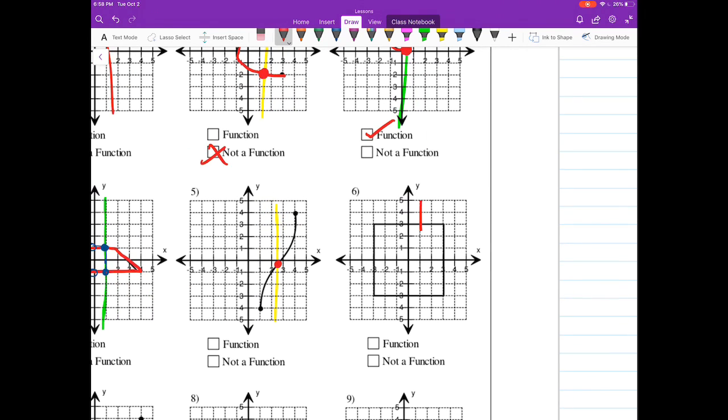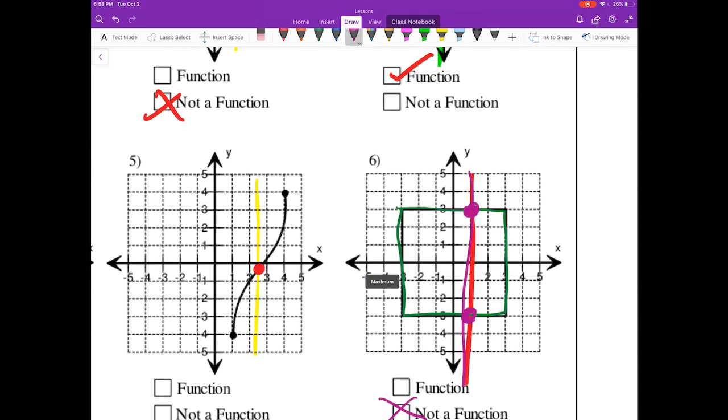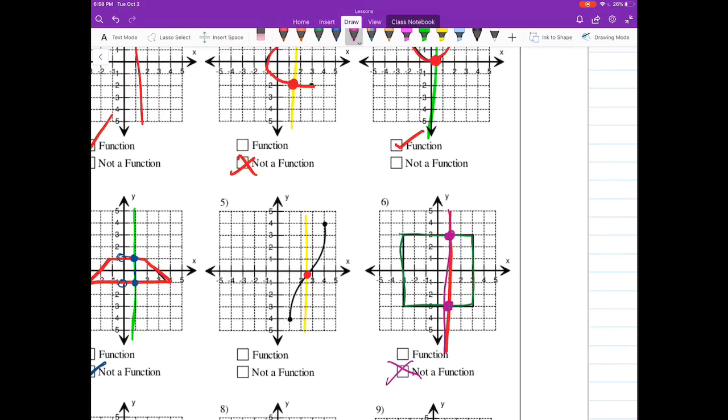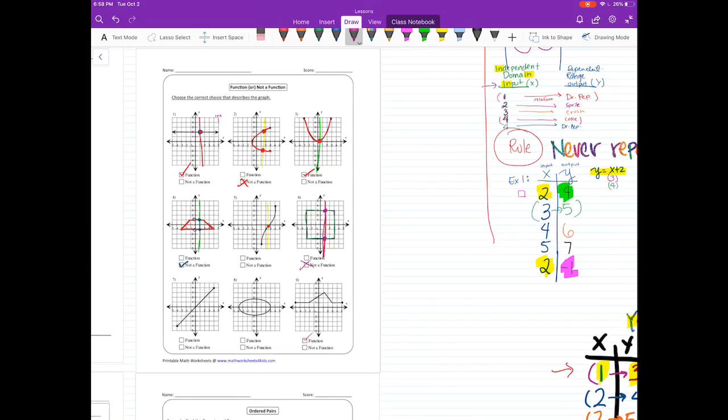So all you do is draw a vertical line. How many times did it crash into your graph? Here's your graph. How many times did your vertical line touch? 1, 2. Not a function. It can only touch 1 time because this is like repeating your x. Okay? All right.